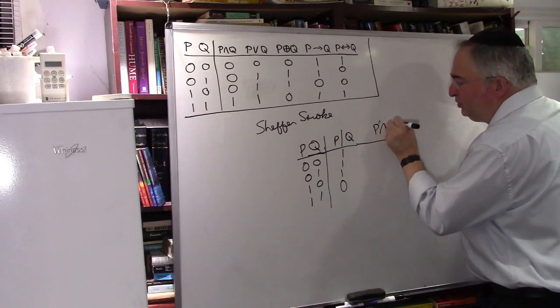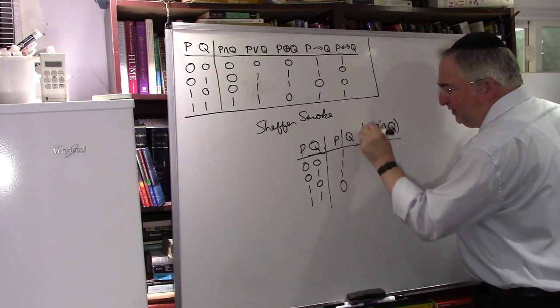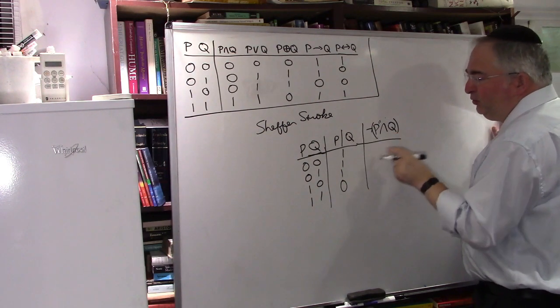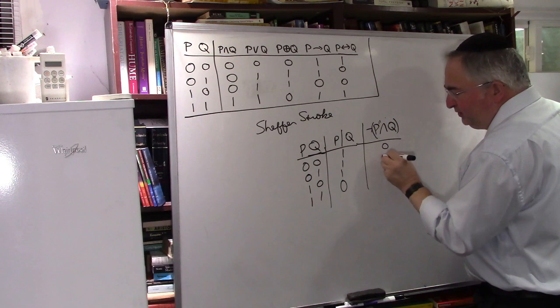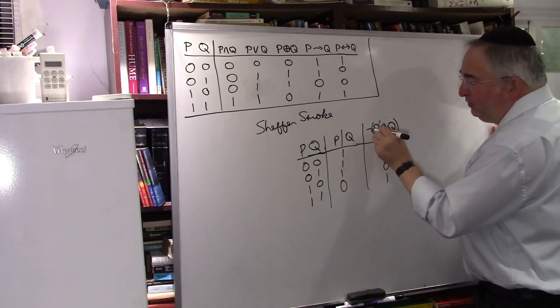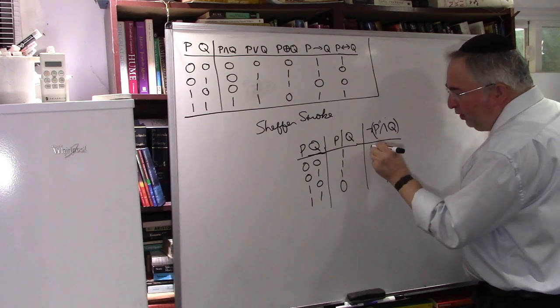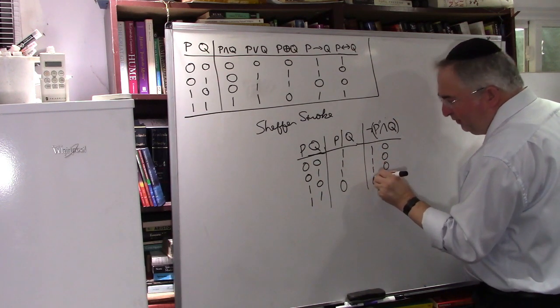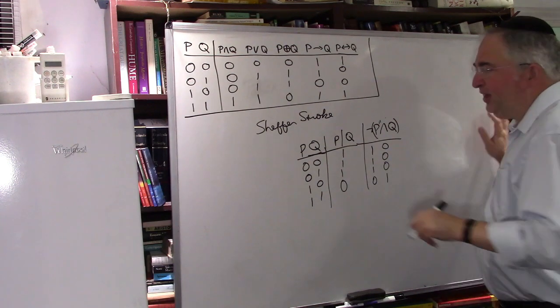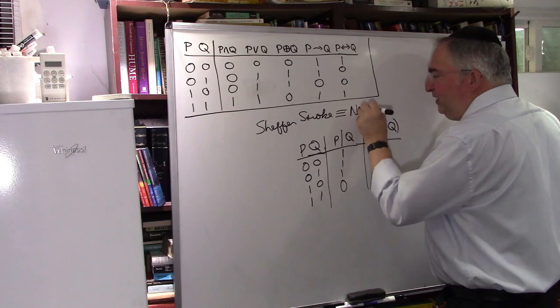P and Q, okay, but not that. Okay, so let's see how that works. P and Q is what? 0, 0, 0, 1. That's what AND is. Now you do the NOT of that, and you switch around what you have: 1, 1, 1, 0. That's the same thing. Okay, so the Sheffer stroke is also called the NAND gate.